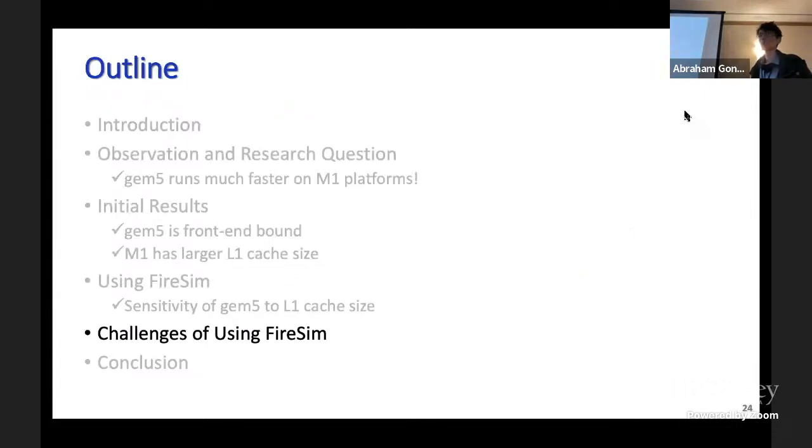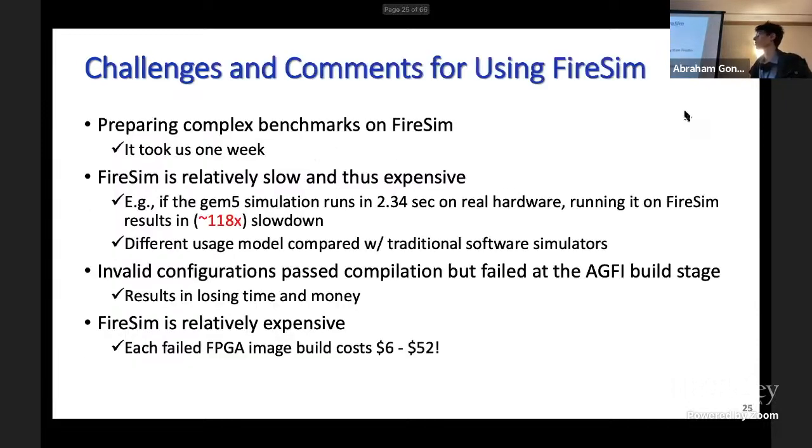So I want to cover a little bit of our experience using FireSim, since it was our first time using it, and our experience collecting initial research results using it. It took us about 1 week to prepare the benchmarks for FireSim. We noticed that as expected, it's relatively slow compared to native hardware, but this caused us to incur some expenses. So if a Gem 5 simulation runs in like 2.34 seconds on real hardware, running it on FireSim can result in about a 118 times slowdown.